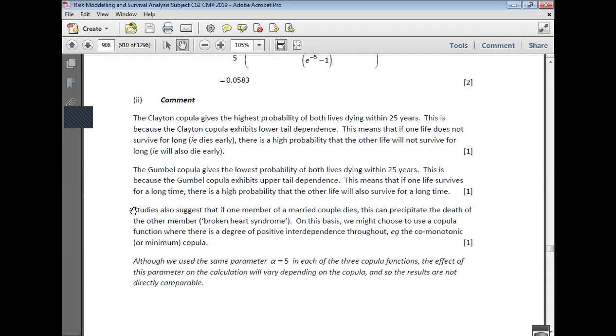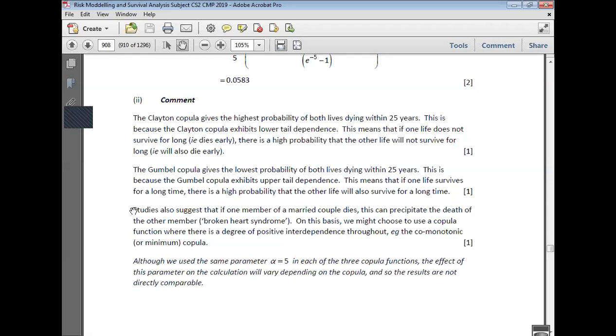Let us say there's an earthquake, and both of them are married and in the same house. Then if one person dies, there's a very high probability that the other person would be dead as well. So you should use a copula which has a higher degree of positive interdependency. If something happens to one person, the same thing is going to happen to the other as well. That is why they are saying you should look at the common atomic copula, and among the three copulas you have here, Clayton is the best one for this purpose.